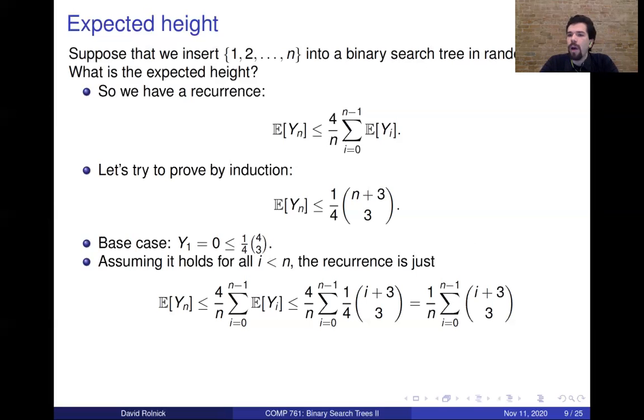The inductive hypothesis is that for all i less than or equal to n, this inequality holds. And so we assume it holds up to n, and then we're going to prove it for n plus 1. Or we assume it holds up to n minus 1, and we're going to prove it for n. So we need to prove this inequality holds for the next one.